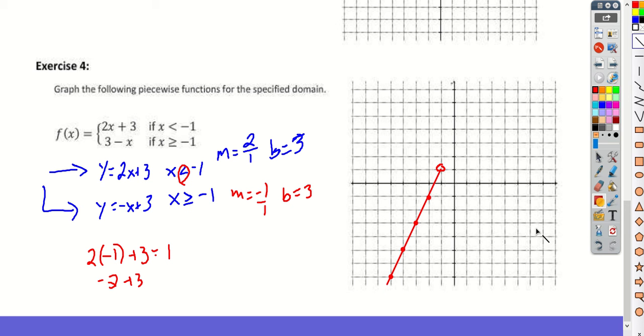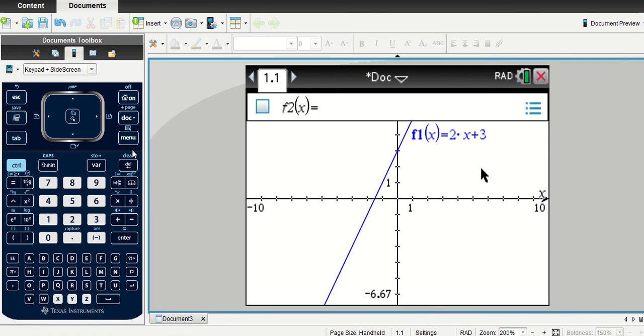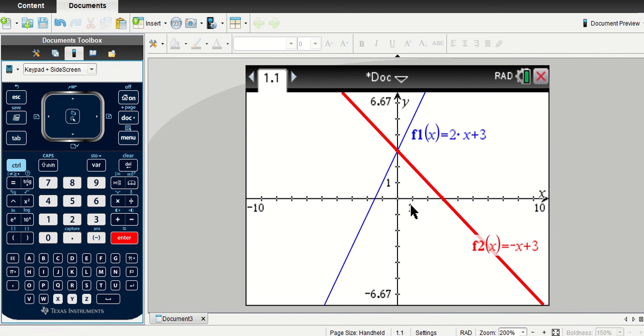All right, there's that function, until I get to negative 1. Once I get to negative 1, I'm going to switch now to this function. So I'm going to go to my graph. I'm going to hit Tab, and I'm going to enter in the second function, which is negative x plus 3. Here's the second function.